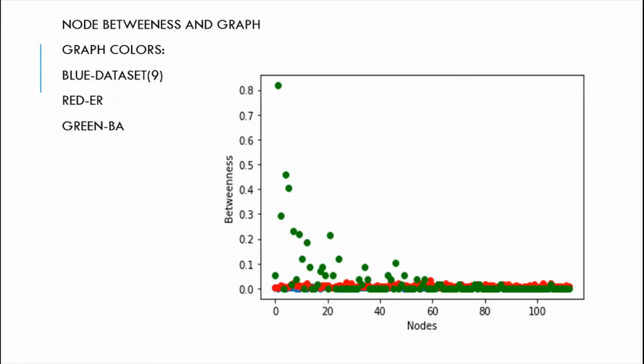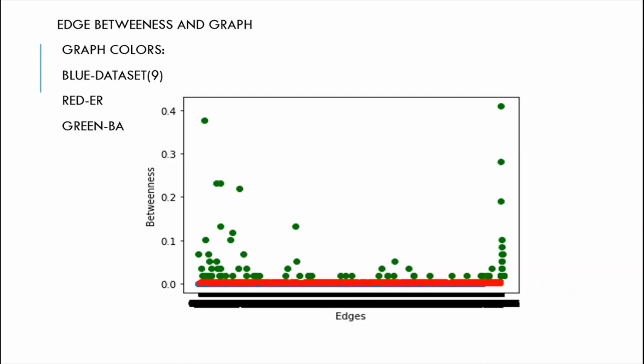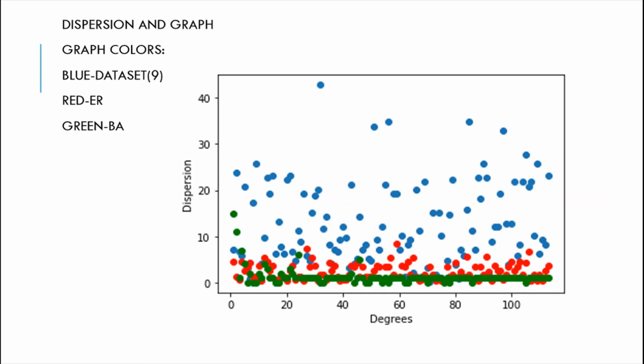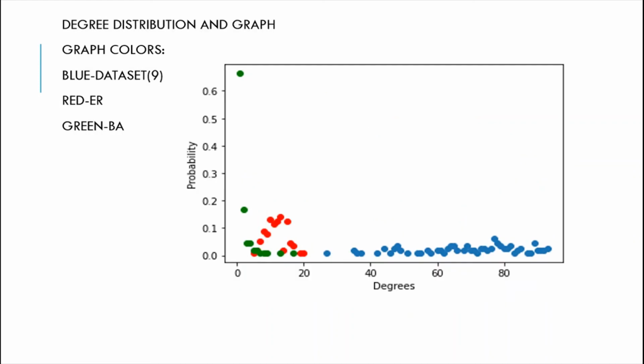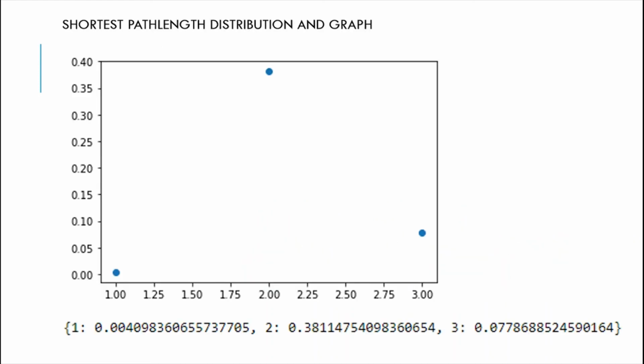For BA it's 5.22. Node betweenness, we have used the same notation again, for the reason I have stated, to avoid confusion. Edge betweenness graph. NetworkX is used again for edge betweenness. Dispersion graph: all the graphs are in raw form for better understanding. Degree distribution graph. Shortest path length: as you can see, the x-axis last value is 3, so that is the diameter.